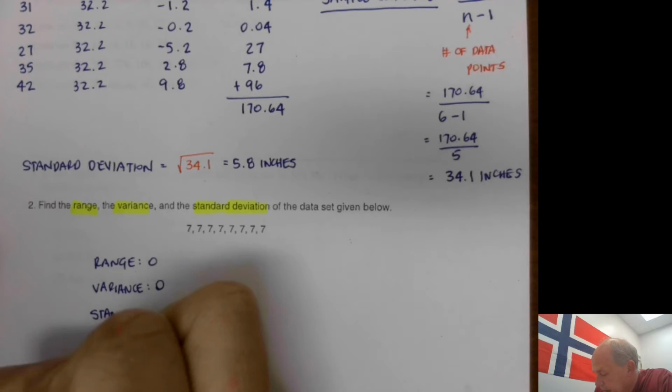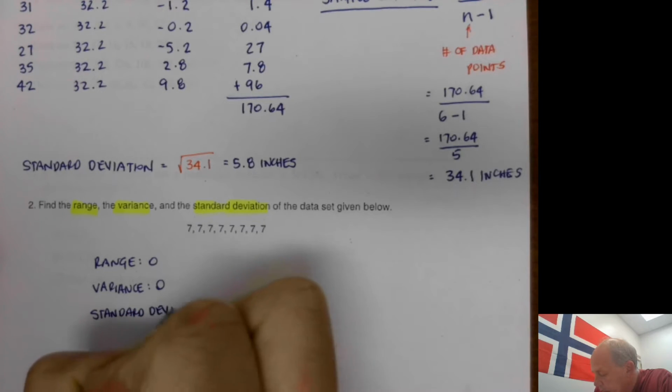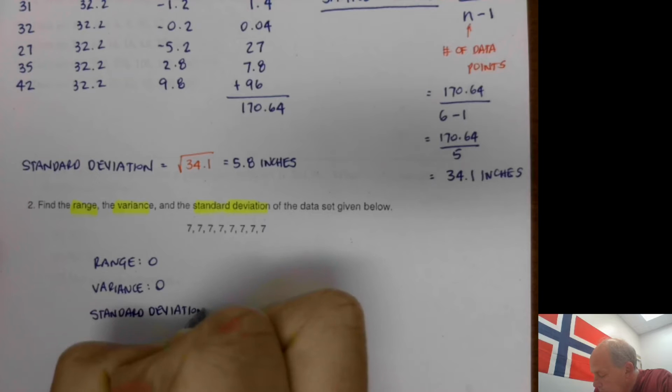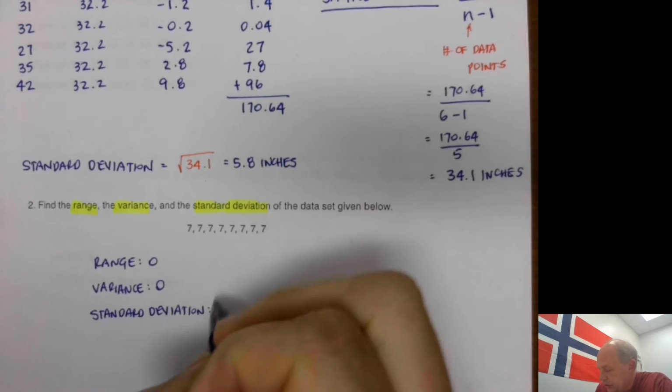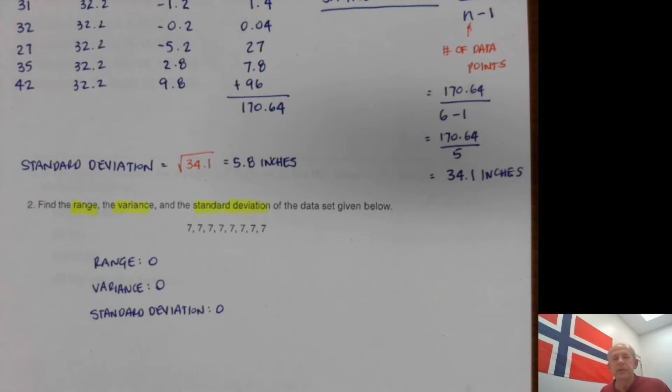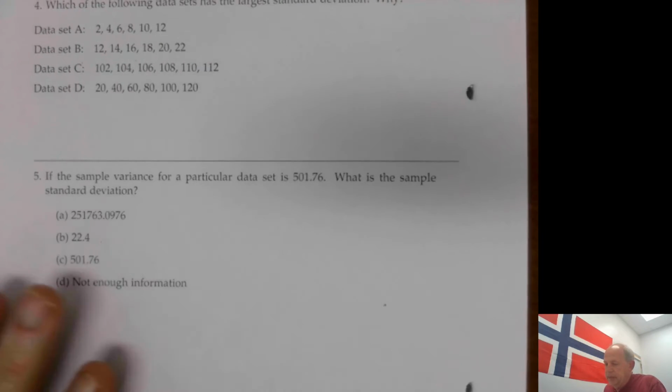And the standard deviation, the typical smoker is 0 cigarettes away from the average. The average is 7. They all smoke 7 cigarettes a day. My standard deviation is also 0. There is how you would do the second example using the range, variance, and standard deviation spread concept.